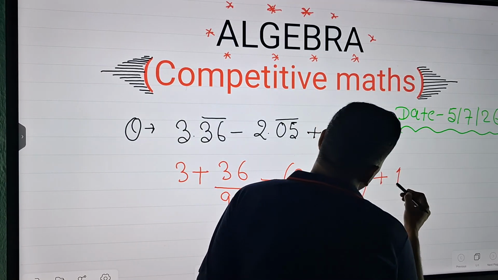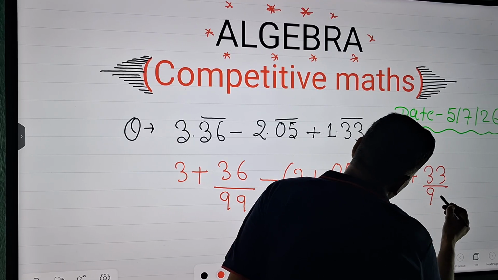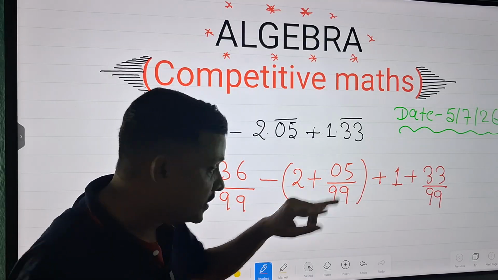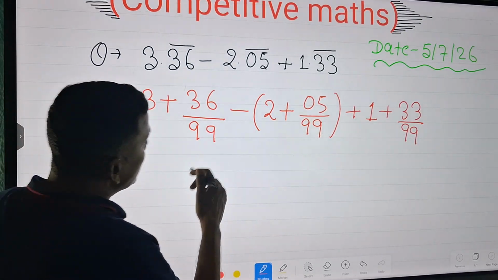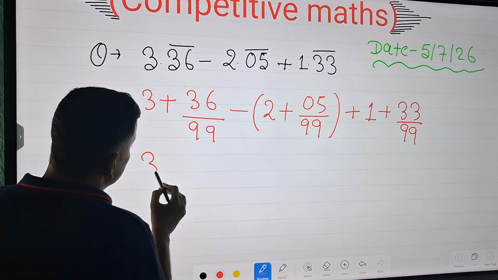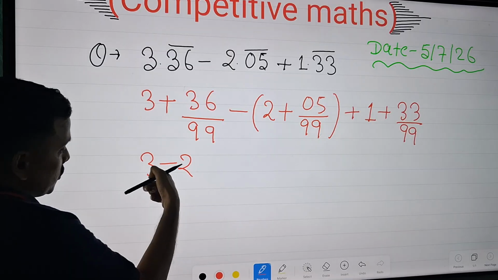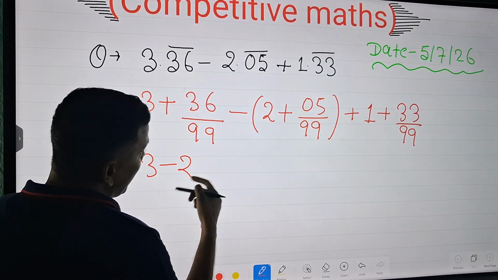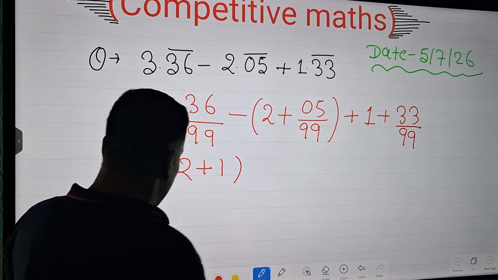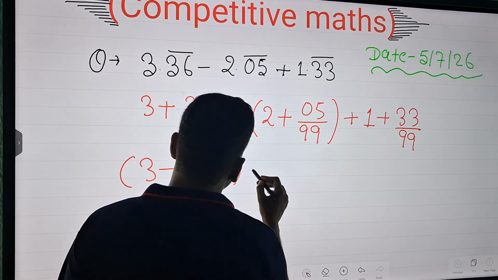And what about this one? 1 plus 3 by 9, because here also the recurring is on 2 digits. So how will you solve? Just 3 minus 2; this 2 will come outside with the minus, and this 1 will be plus. These are natural numbers, complete numbers, so you have to do them alone.